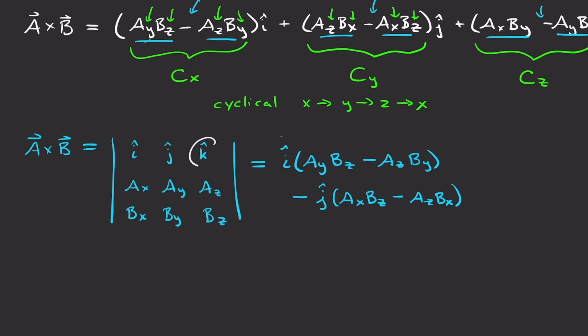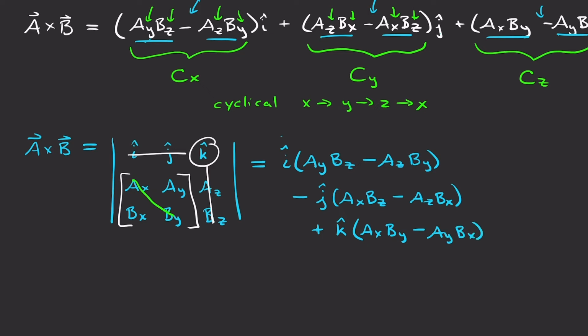So for the last component, we circle k, mark out everything in that row and that column, and then take the determinant of this. It's in order, so we get a plus sign, so plus our k hat term, and this will be ax times by, so ax by minus ay bx. So we went down and to the right, and then from the top right down and to the left.